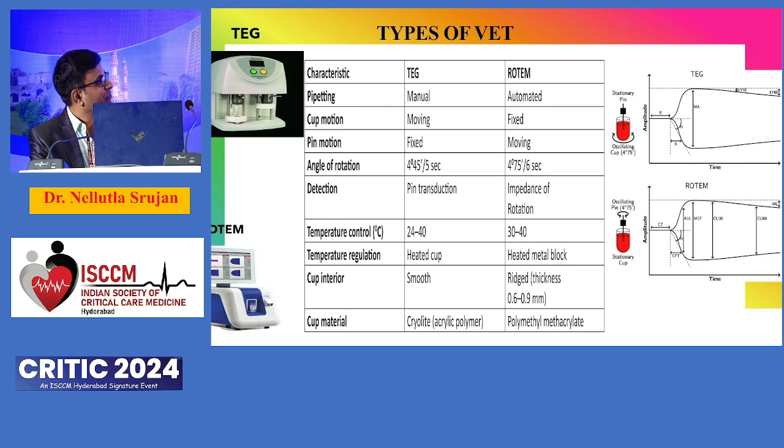As you can see, the principal difference between TEG and ROTEM is that the cup is oscillating in TEG whereas it is stationary in ROTEM, and the pin is stationary in TEG and oscillating in ROTEM. Except for the nomenclature, the graphs look almost similar.